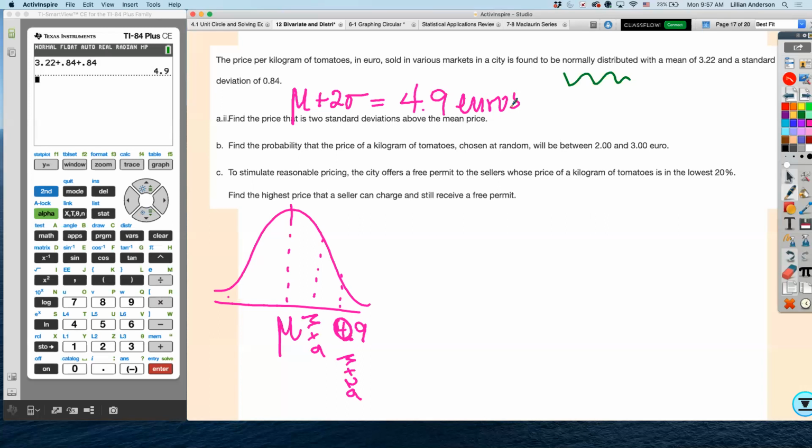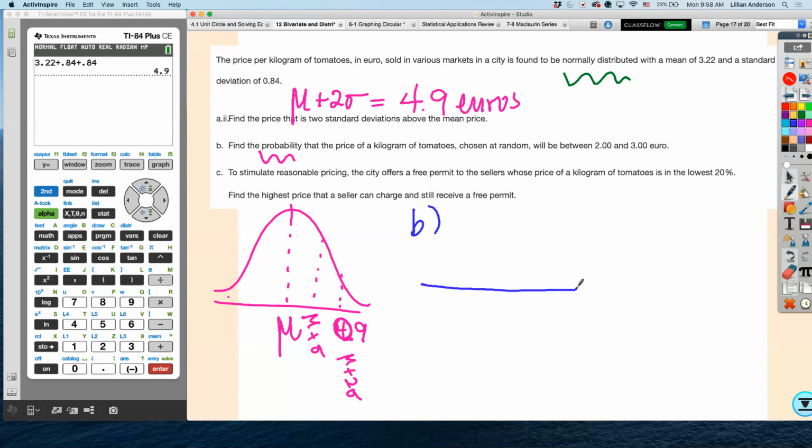So am I going to use normal CDF or inverse norm? For part B, I'm using normal CDF because it's asking me to find a probability. Now, I don't write normal CDF, lower, upper. I don't write that into my paper.